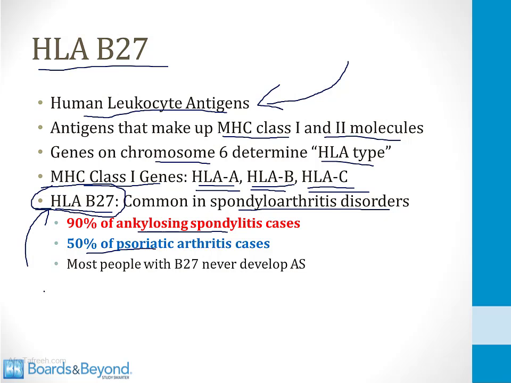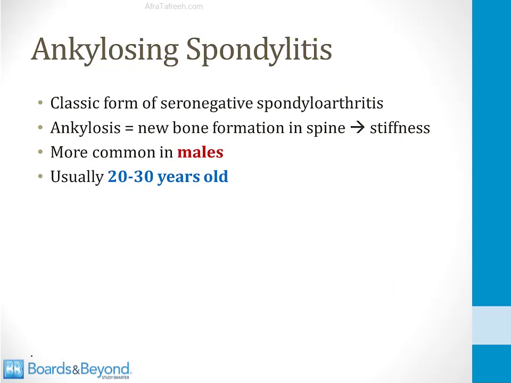Now, there are many more people with this antigen who never develop ankylosing spondylitis or any spondyloarthritis disorder, so most people who are B27 positive will never develop disease. However, if you do develop disease, you are very likely to have the HLA-B27 antigen. So now let's talk about specific disorders, and we'll begin by discussing ankylosing spondylitis.